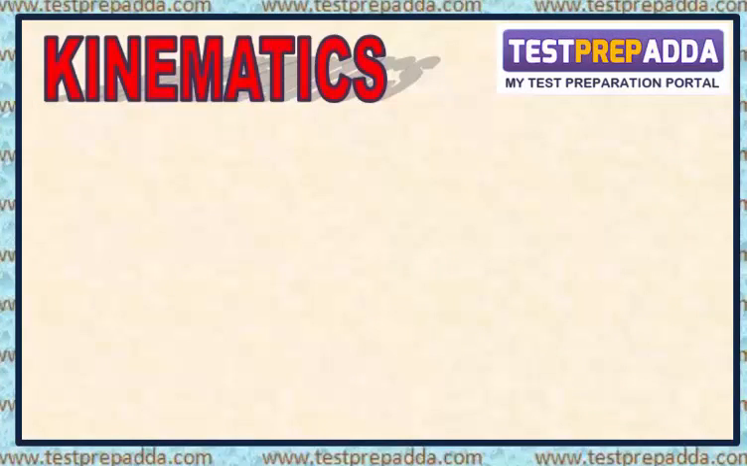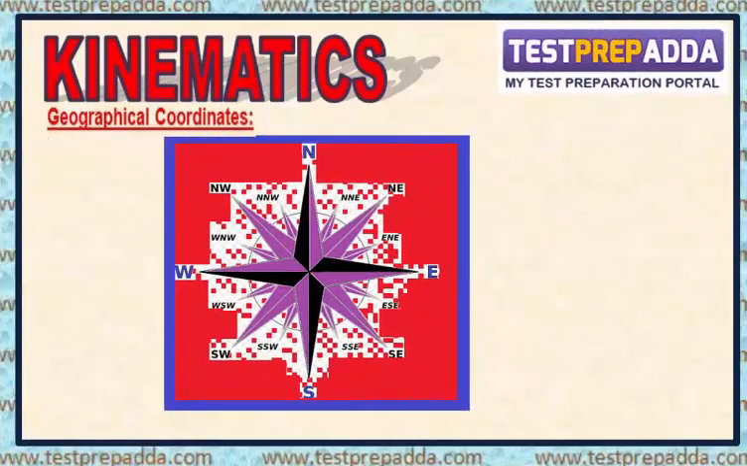Now I will talk about geographical coordinates. We are aware of east, north, west and south. Now you can see this is east of northeast. This is northeast. This is east of northeast. This is north of northeast. And these are present at angle. I'll tell you. This is east.